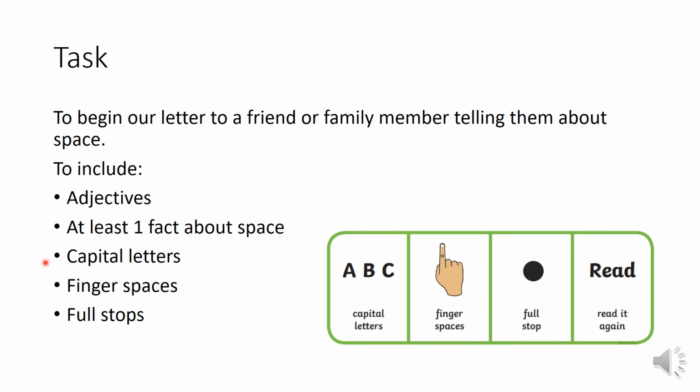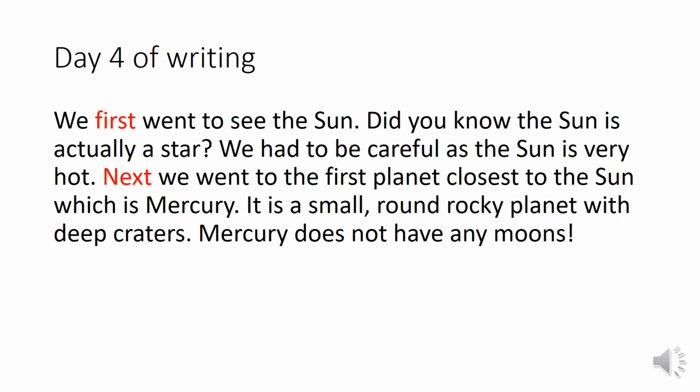Now I've just included the writing checklist for us to remember, so adding in our adjectives, our facts, our capital letters, finger spaces and full stops. So today we're writing about the very first things that we saw on our trip to space. And as you can see, I've highlighted a word, and that word is first. So I'm using first because I'm writing my letter in order of what I saw.